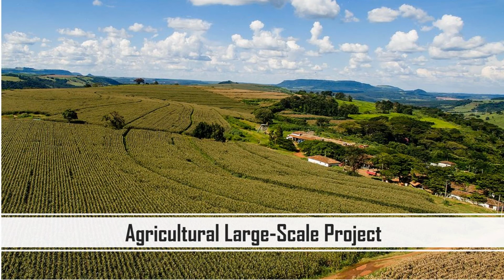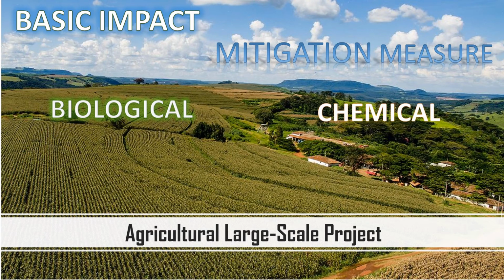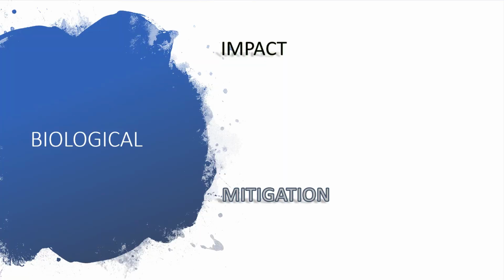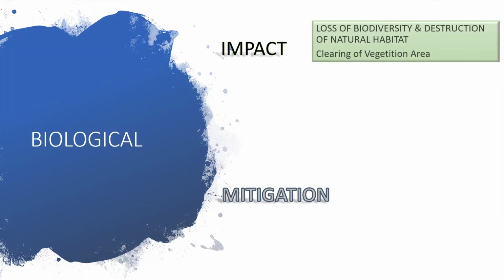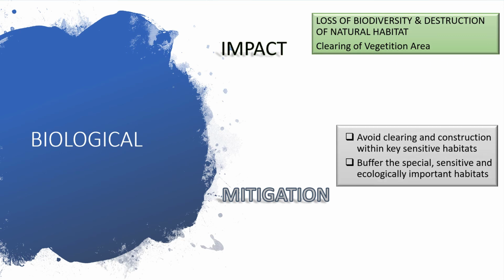For a better explanation of this agricultural landscape project, I will continue with the basic impact and mitigation measures of this project. The impact and mitigation will be divided into three main points, which are biological, chemical, and physical impact. For the biological impact, the first point is loss of biodiversity and destruction of natural habitat caused by clearing of vegetative area to expand land for construction and irrigation agriculture. For the mitigation, it can be prevented by avoiding clearing and construction within key sensitive habitats such as wetlands and culturally protected areas, and also buffering the spatially sensitive and ecologically important habitats to prevent habitat destruction.